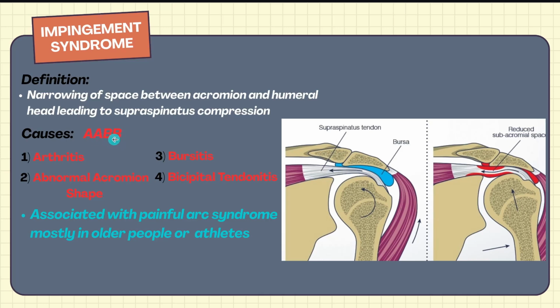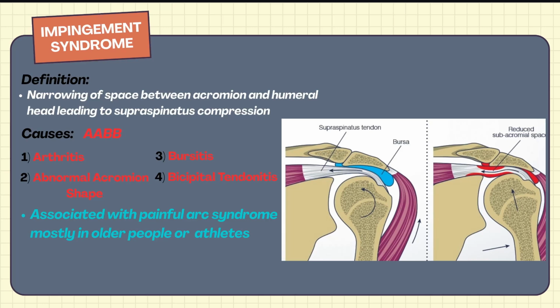You're going to have AABB. A, arthritis, and another A, abnormal acromion shape. And for the B's, it's going to be bursitis, which we just covered earlier, and bicipital tendinitis. I'm sorry.